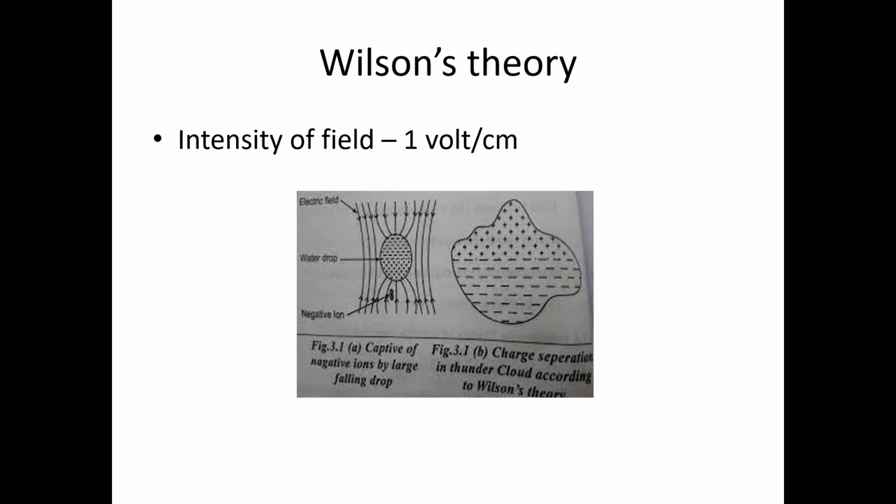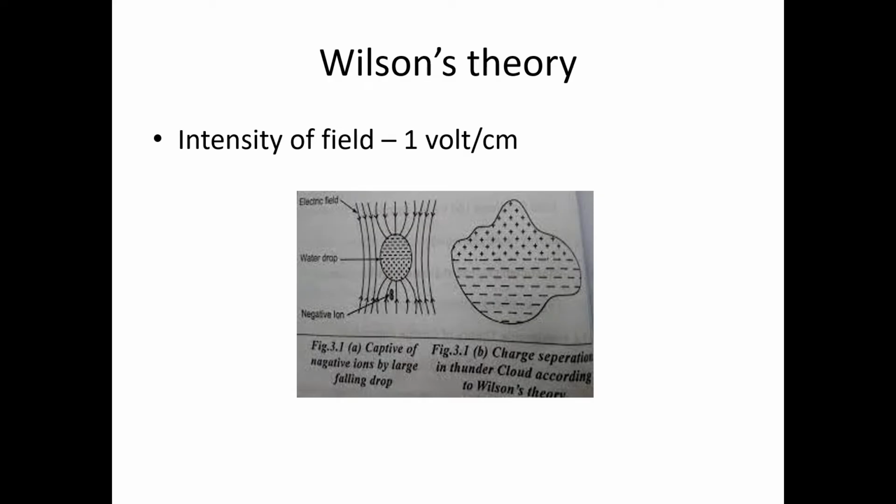So Wilson's theory is completely based on assumption. We all know that in our atmosphere there is a large number of ions, dust particles, water particles, and so many gases, etc. Right? So normally what happens is these ions in the atmosphere get attached to the small dust particles and water particles.